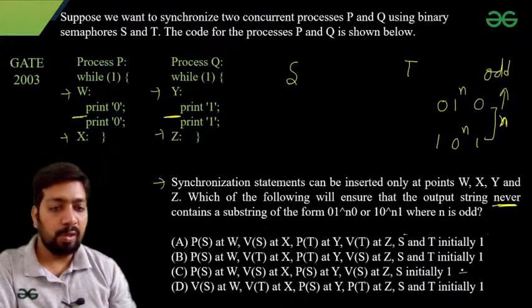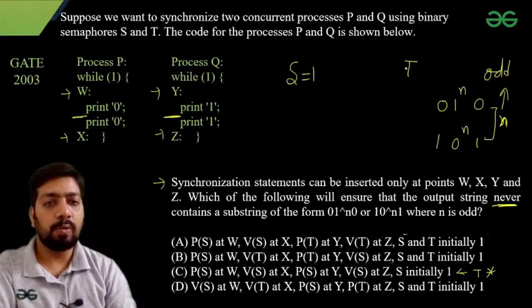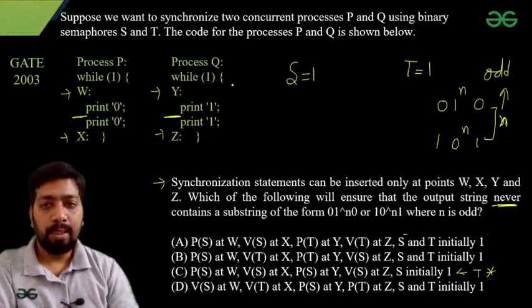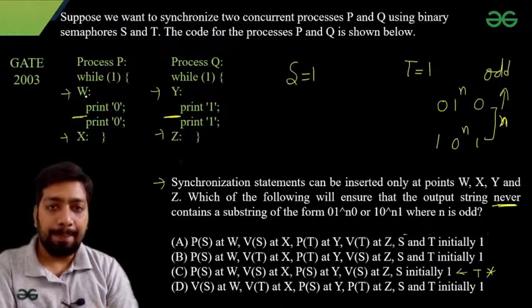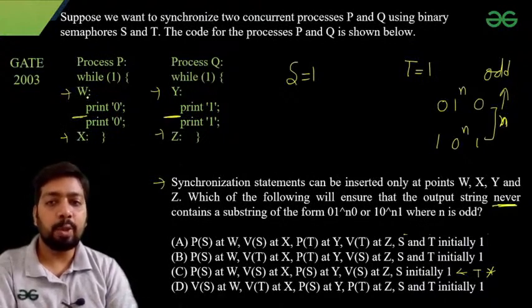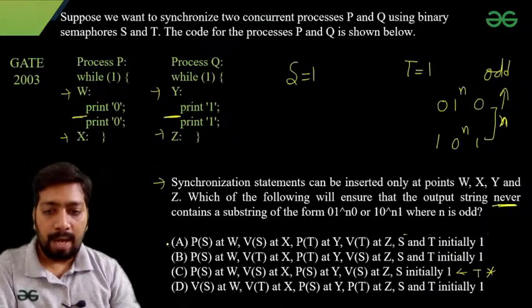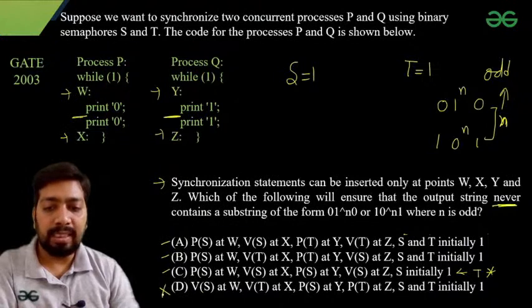In option C, the T semaphore is not utilized. So initially we are taking S and T both 1. So suppose S is 1 and T is also 1. Fine. So if both are 1 and we know that to implement the critical section, the first operation should be a wait operation. So W and Y are presenting wait operations only. So you can see either A, B, C can be true. D cannot be true. So this is incorrect. We already eliminated this answer.